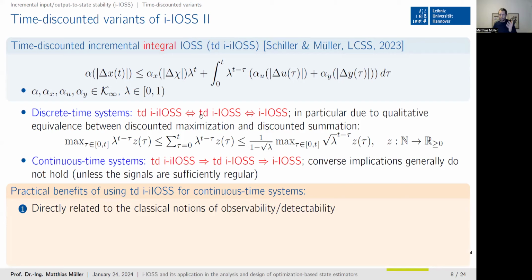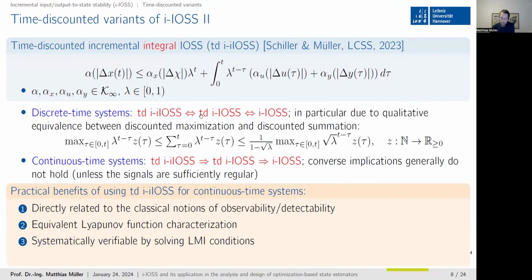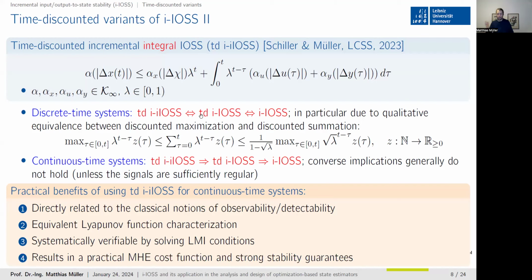has this integral incremental IOSS property, right? So the standard observability condition is a sufficient condition for the system being incremental integral IOSS. And in particular, I will show you next, it also has this integral variant and equivalent Lyapunov function characterization. And in particular, we can also systematically verify it using LMI conditions, using tools from contraction theory or Riemannian geometry, which I'll also briefly show you in the following. And as I now mentioned multiple times, that's the second part of my talk, is particularly useful in the design of moving horizon estimators with strong stability guarantees.